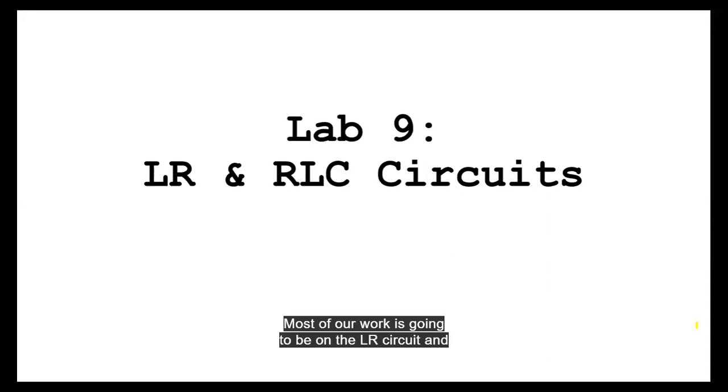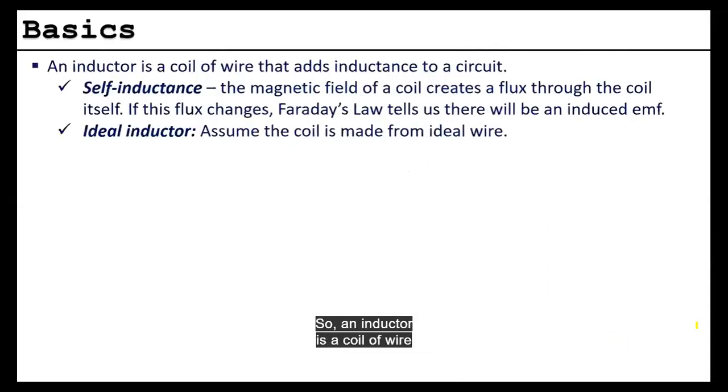Most of our work is going to be on the LR circuit, and the RLC circuit is going to be more qualitative. So let's get started by talking about inductors and inductance and what that means. An inductor is a coil of wire that adds inductance to a circuit. If we have an ideal inductor, then that means that we're assuming that the coil is made from ideal wire, and we're going to see why that's important in a minute.